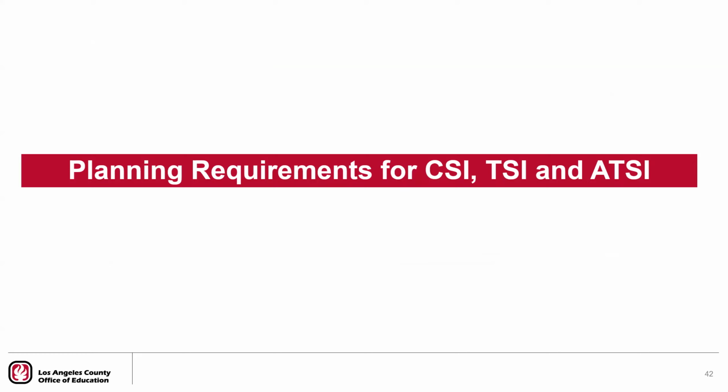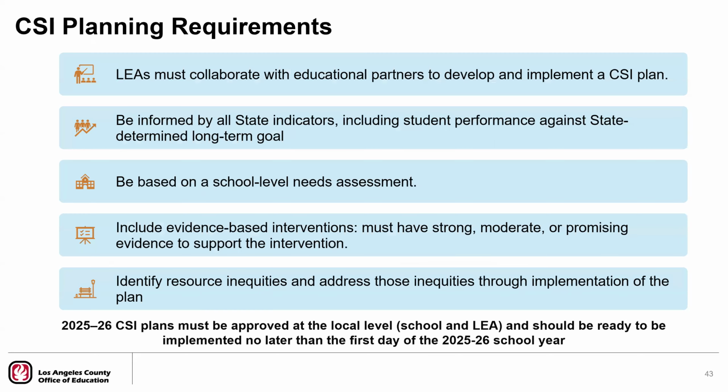So in this section, we'll be going over the planning requirements for CSI, TSI, and ATSI. Okay, so first, let's review the planning requirements for CSI. As Rachel mentioned, the first step in CSI planning is that LEAs must collaborate with educational partners to develop and implement a CSI plan. The CSI plan must be informed by all state indicators, including student performance against state-determined long-term goals.